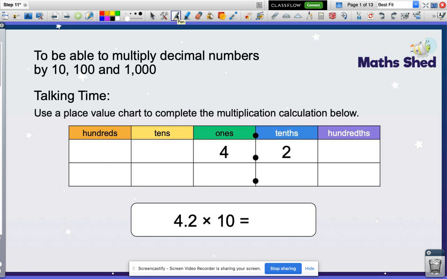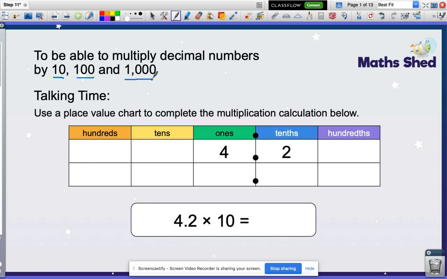Good morning, everybody. So today's lesson is to be able to multiply decimal numbers by 10, 100, and 1,000. We've done this before with whole numbers, and I'm sure that you will all remember what to do. When we multiply by 10, each one of our digits moves one space to the left. When you multiply by 100, each digit moves two spaces to the left. And when you multiply by 1,000, each digit moves three spaces to the left.